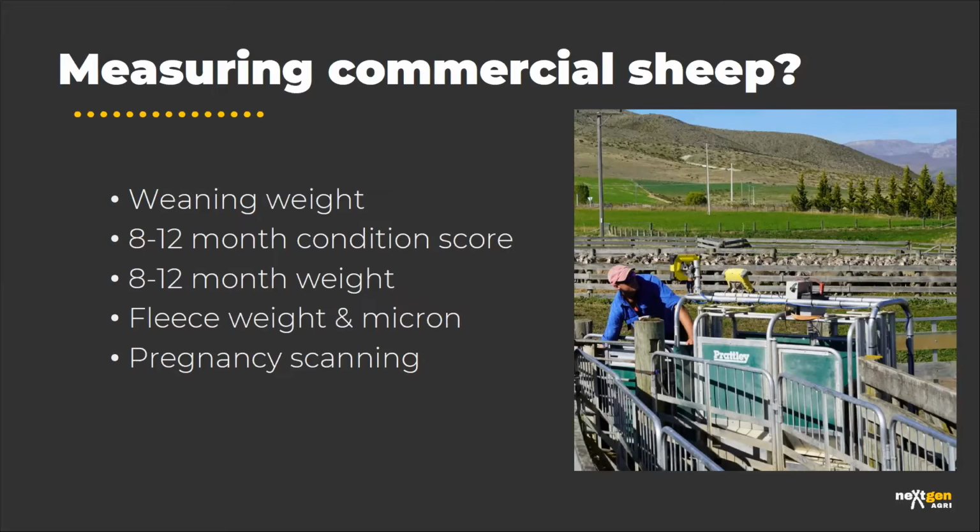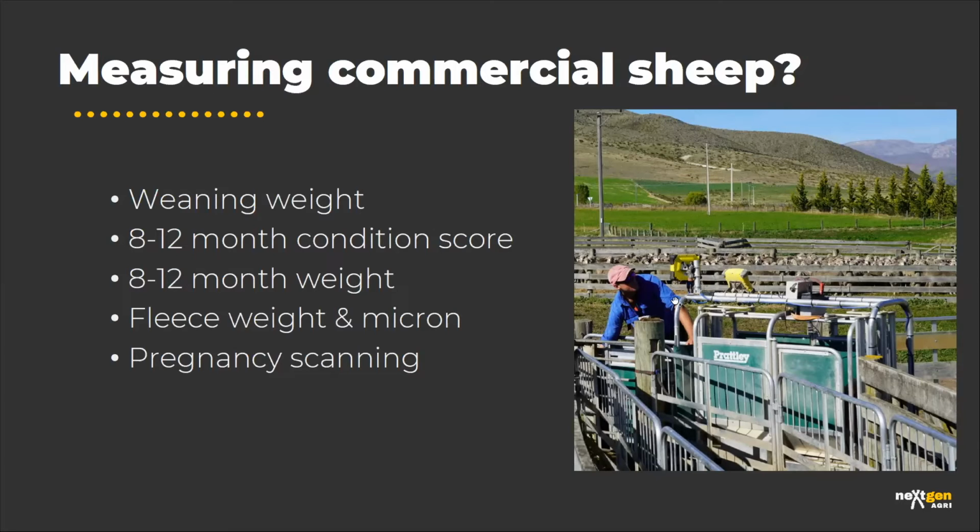If it's a merino operation, fleece weighing and micron or fibre diameter testing is encouraged, and then some pregnancy scanning. But obviously you don't get that information on young sheep; you might use that information to decide whether you remove them from your flock. So yes, there are a few measurables that we can do.